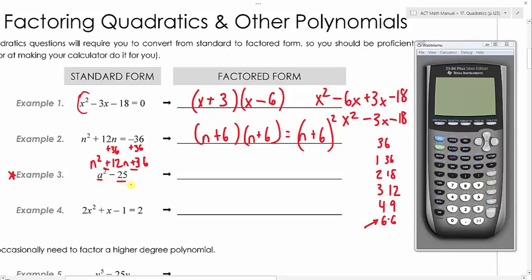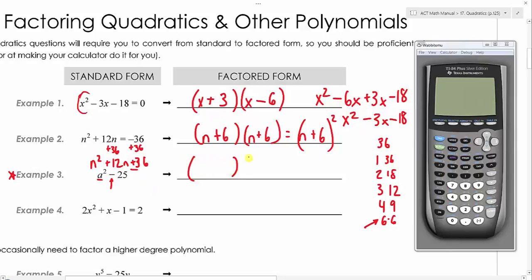A difference of squares on the ACT. Why is this called a difference of squares? Well, number one, it's a difference because when we're subtracting, we produce a difference. And it is a difference of squares because both a squared and 25 are perfect squares. They both have very simple square roots. So when we have a difference of squares, they always factor into something that follows the same pattern.